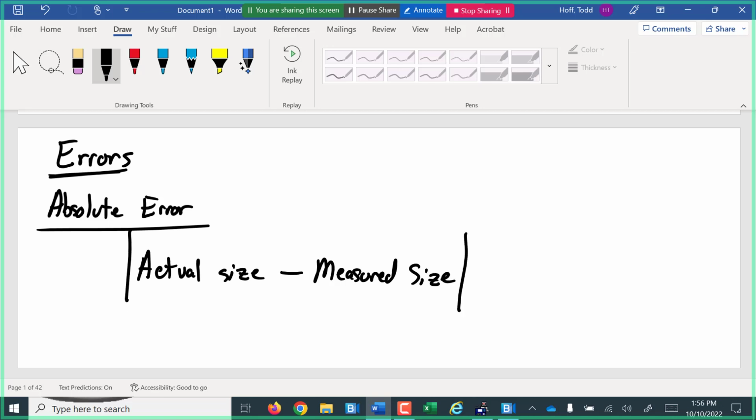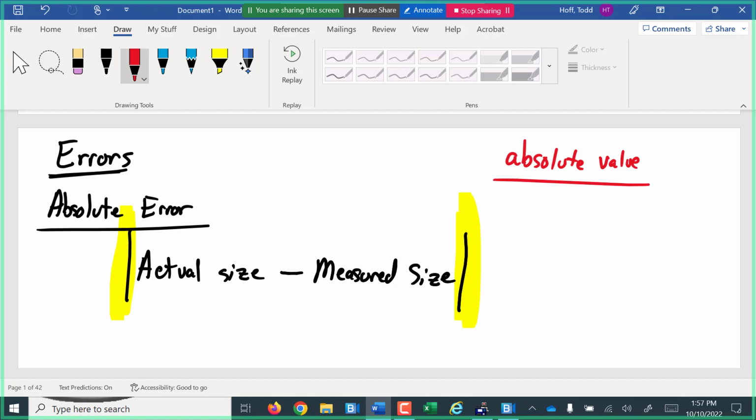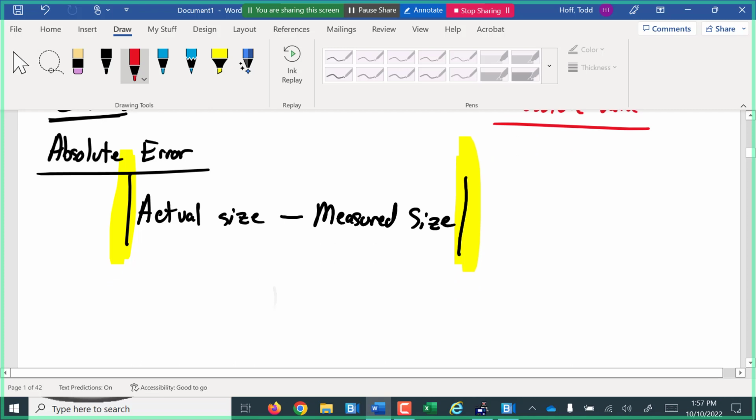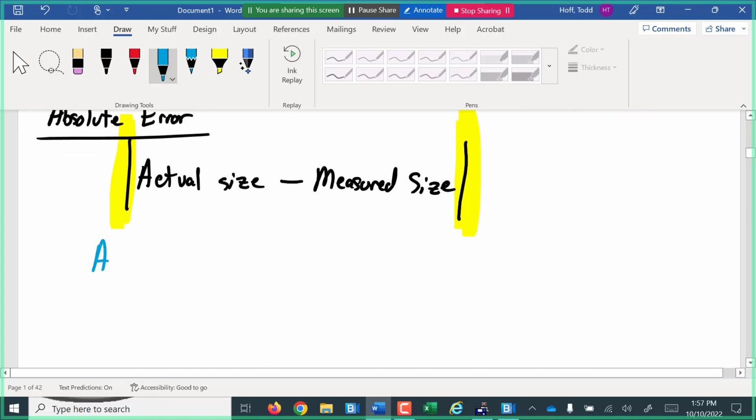And I put these lines around it. Does anybody know what those lines mean? They mean what? Absolute value, good. And what it really means is it doesn't matter which number is larger, the actual size or the measured size. All I'm looking for is the difference between them. So whether that turns out, when I subtract, whether it turns out to be positive or negative, I want the positive difference between them.